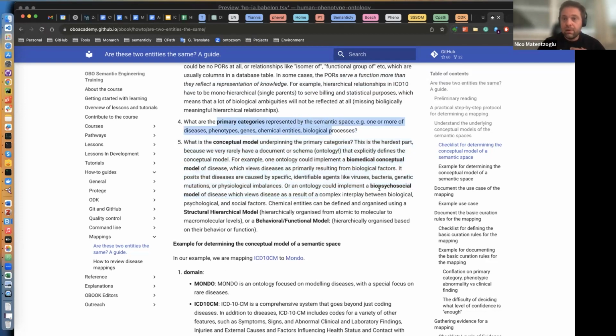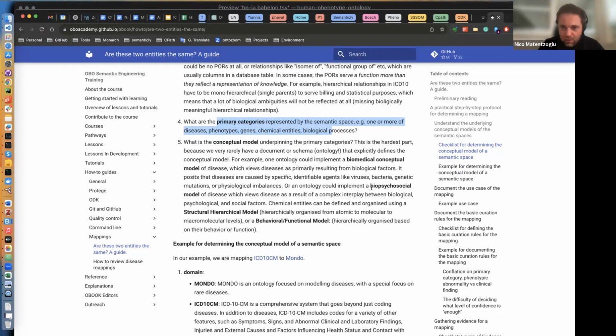So, for example, I say here this is the most difficult part, but it is actually super hard, mostly because in 99% of the cases that you have to deal with, you will not know what the exact conceptual model is. Let's say I tell you now, please go and tell me the conceptual model of ICD-10. You will have to start reading the website, the associated papers, trying to get a sense of what they exactly mean by a disease.